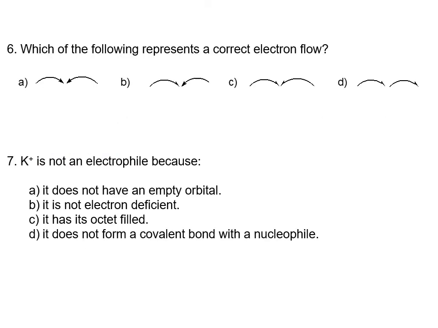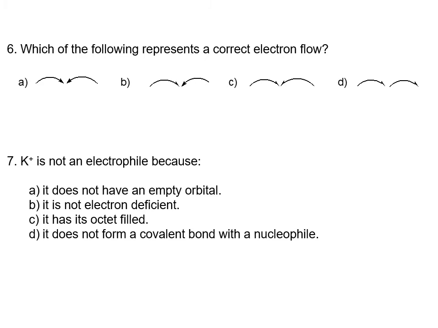Question number 6. Which of the following represents a correct electron flow? Choice A has two full arrows pointing towards each other. That means that two electron pairs are moving towards each other. That's not correct, because electron pairs are negatively charged and they would repel each other. Full arrows, when representing electron flow, follow each other head to tail. That would be correct representation.